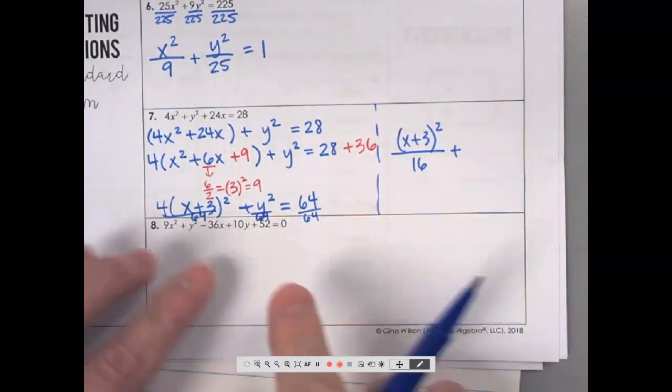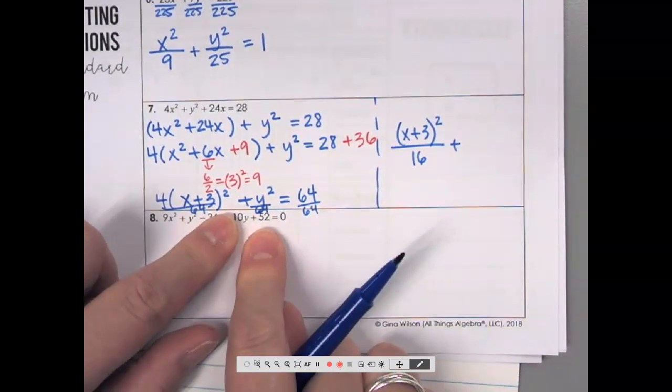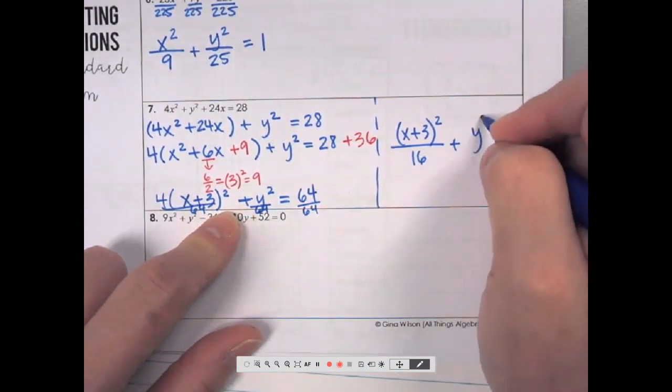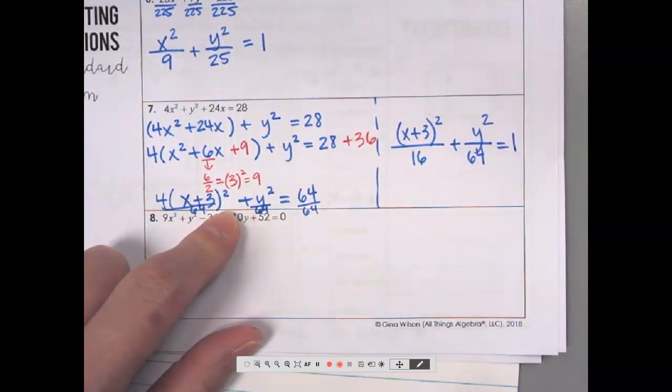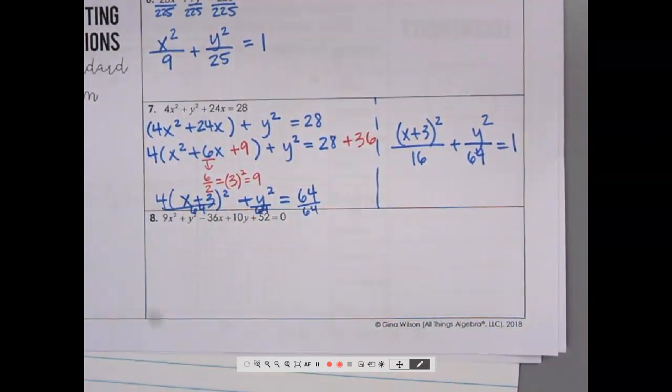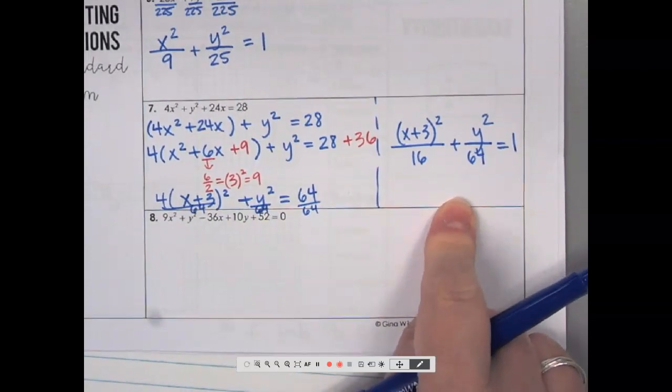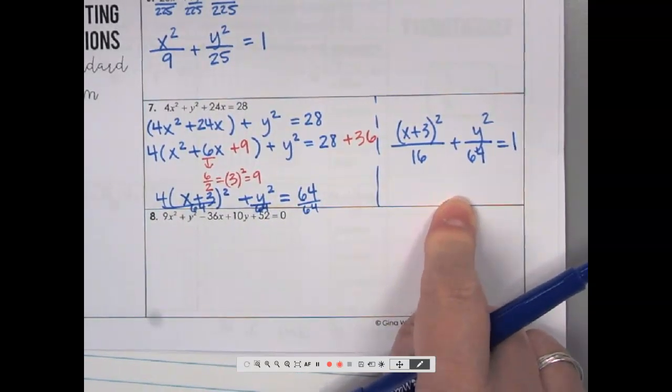Okay, this next one, it doesn't reduce. Like, there's no number up top, so it's going to stay y squared over 64 equals 1. And that is my standard form. Question, would this one be vertical or horizontal? Vertical, because the biggest denominator is under y.